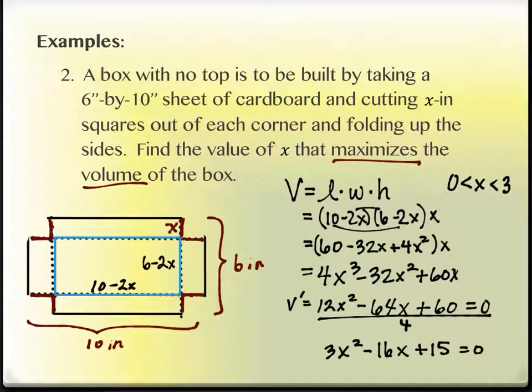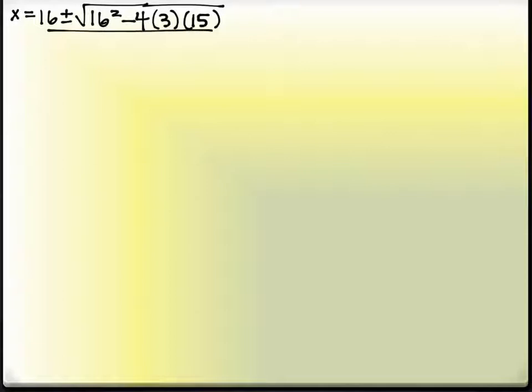So x equals negative b, so that would be 16, plus or minus the square root of b squared, so 16 squared, minus 4, a is 3, and c is 15, all over 2 times a, which is 3. If we use your calculator, simplify, clean this up, we get two values. They're approximately 4.12 and 1.21.